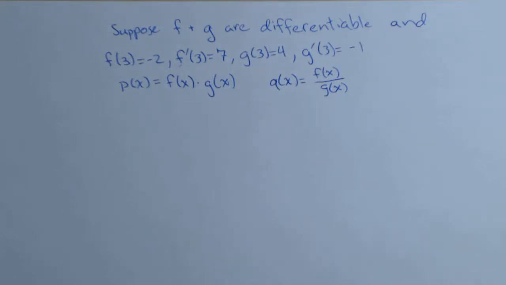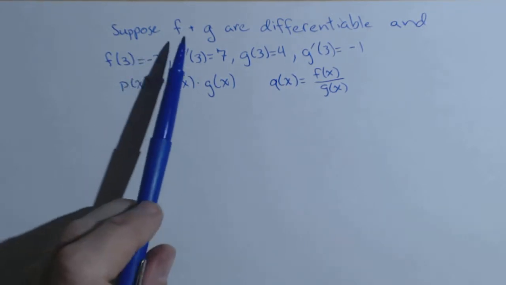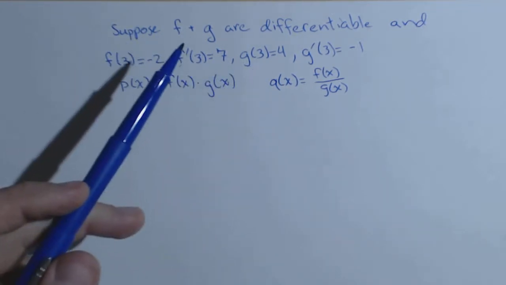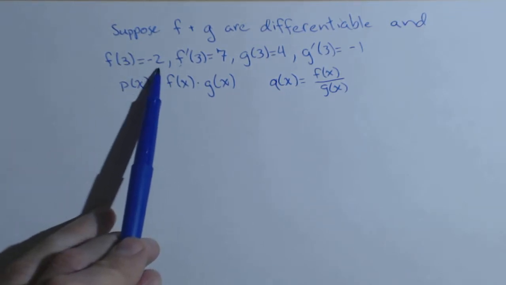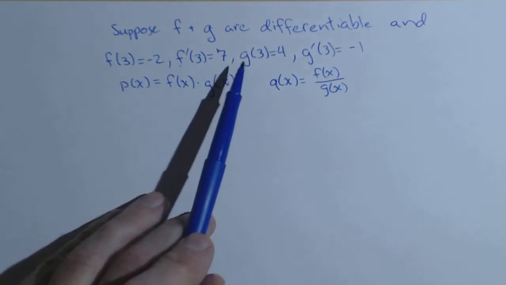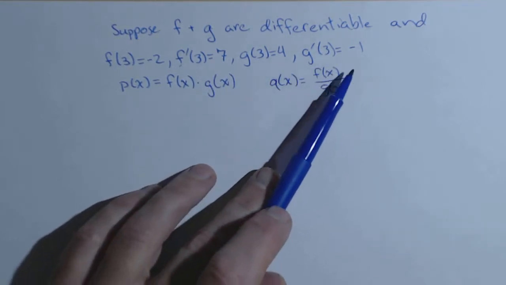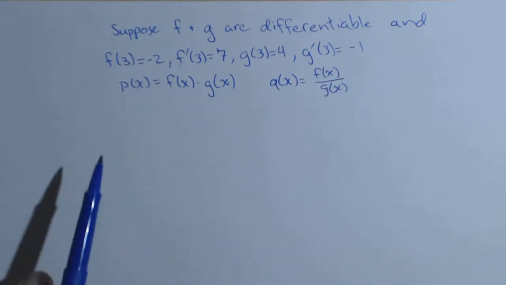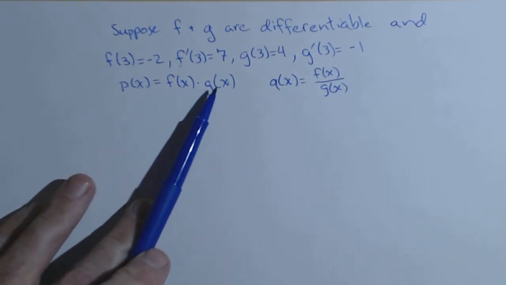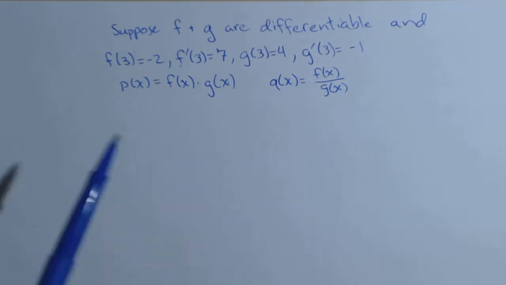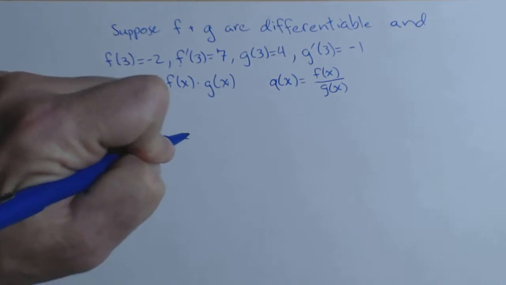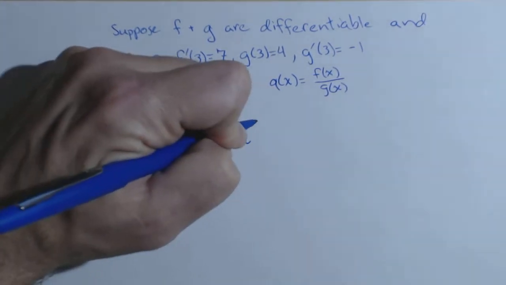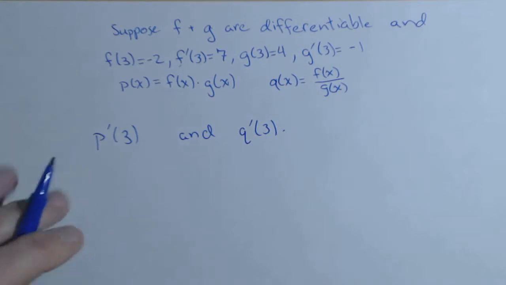In this problem, we're going to look at an interesting application of the product and quotient rules in that we know f and g are differentiable, but we don't know what they algebraically look like. What we do know is that f of 3 equals -2, f prime of 3 equals 7, g of 3 equals 4, and g prime of 3 equals -1, and that p of x equals f of x times g of x, and q of x equals f of x over g of x. And what we're going to find is p prime of 3 and q prime of 3.